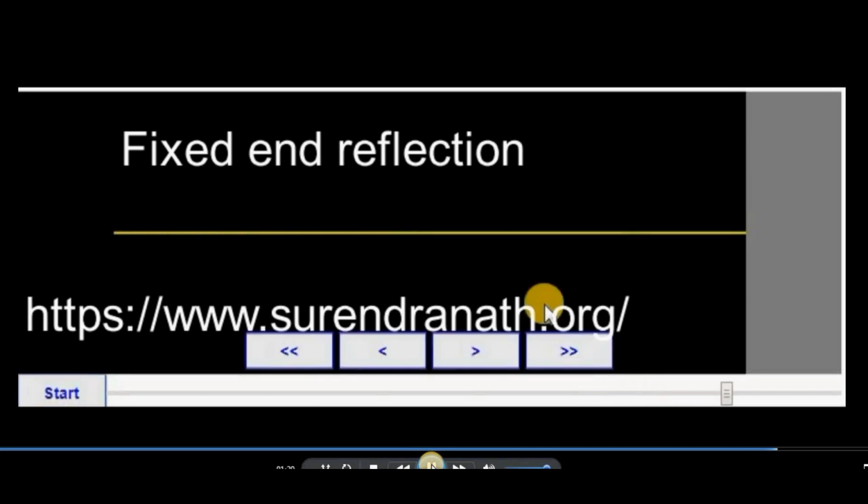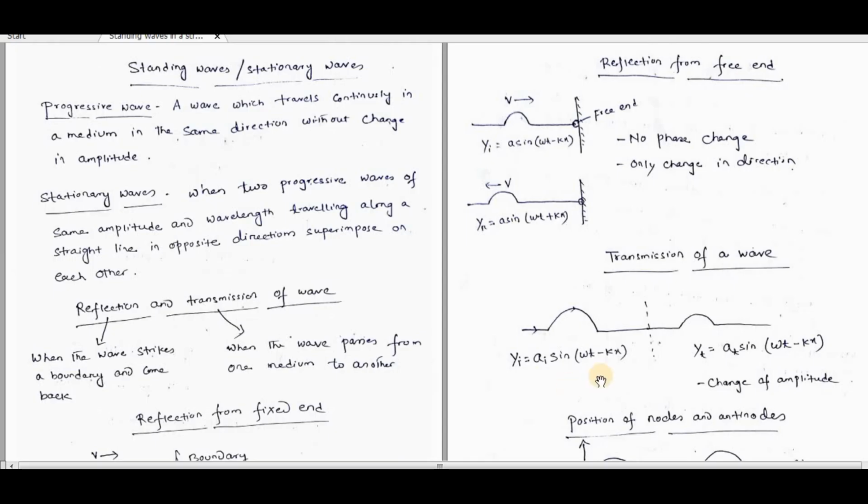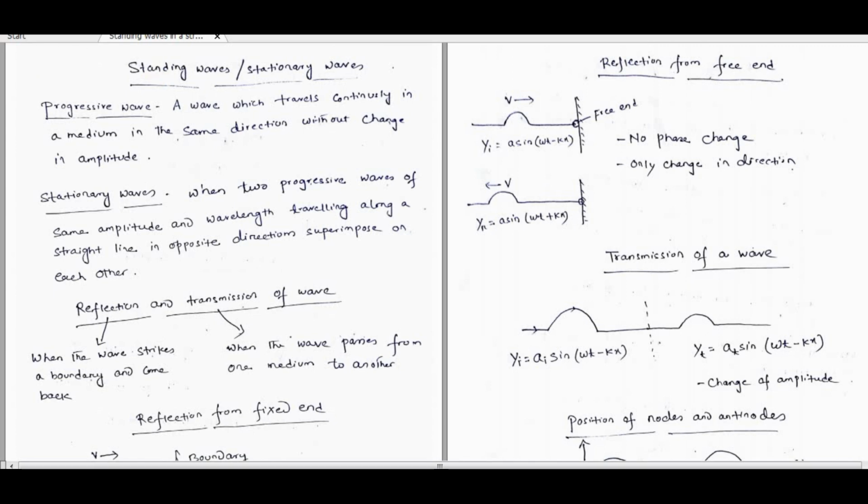Next, we will be looking into the free end. So you have understood how the wave is undergoing reflection from the fixed end. Now let's see how the wave is undergoing reflection from the free end from this animation.